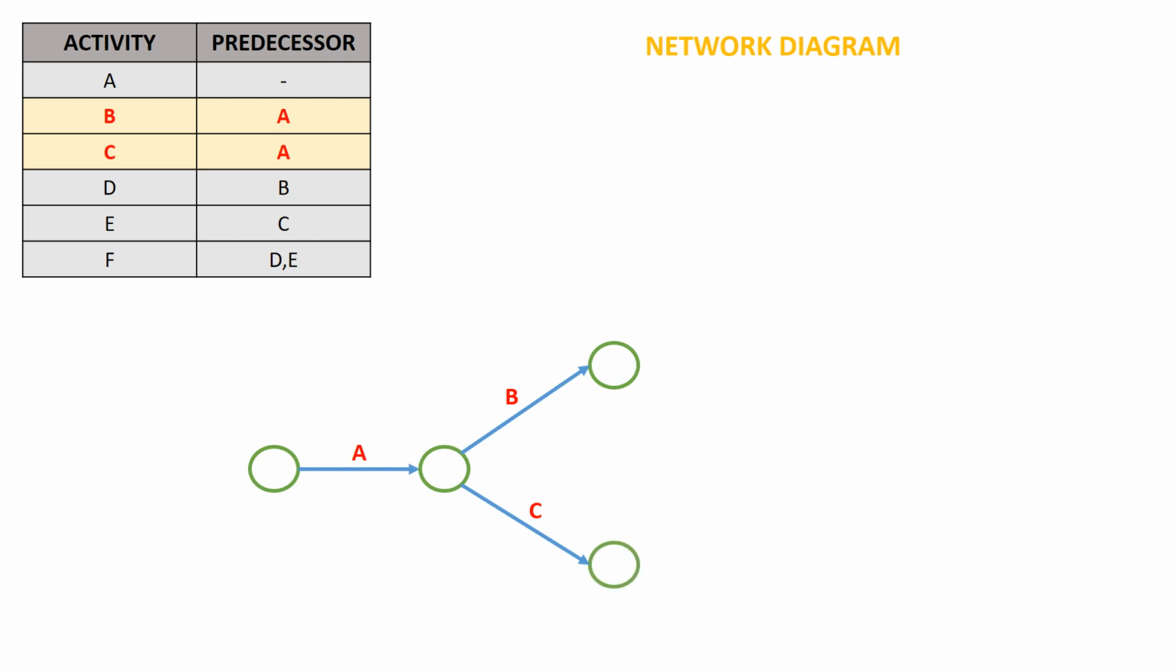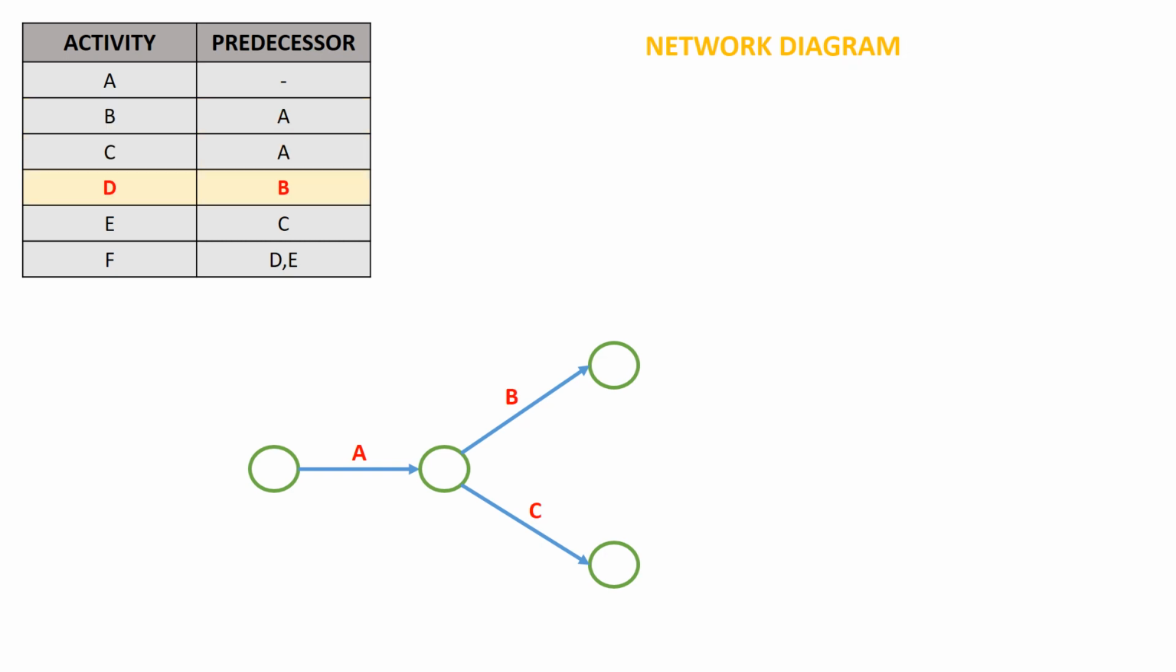Now we can clearly see activity B and activity C are parallel activities. Therefore, we can interchange these activities something like this. Either you can have activity B on top and activity C at the bottom, or we can have activity B at the bottom and activity C at the top. So this representation can be done only when there are parallel activities from a given single predecessor activity.